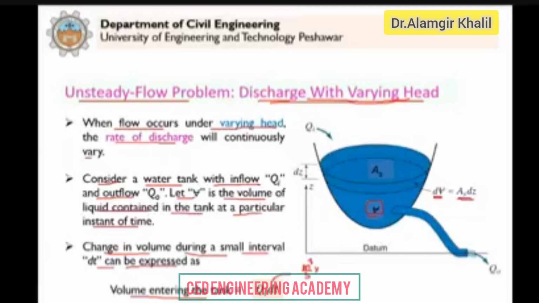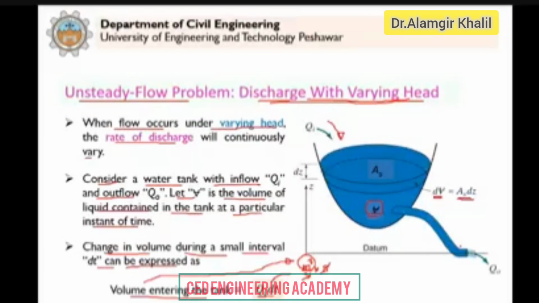And then this discharge is in cubic meter per second and dt is in seconds. So you can see that second and second cancel and we are left with the units of volume: cubic meter, cubic feet, whatever. So the volume entering the tank is given by Qi into dt. Qi is the inflow that is entering. Qi into dt is the volume that has entered this tank in time dt.